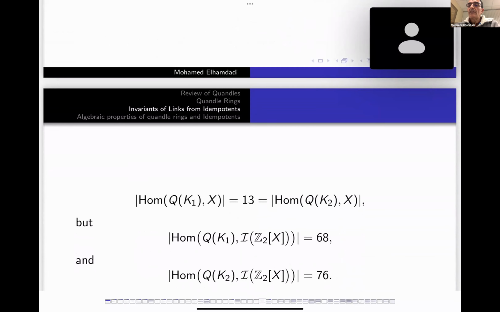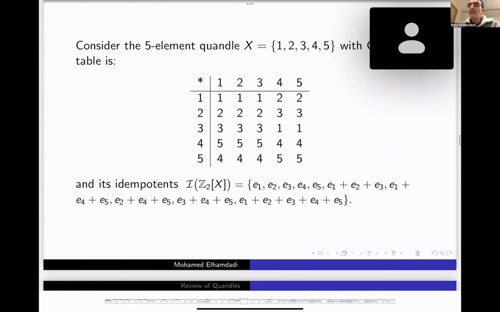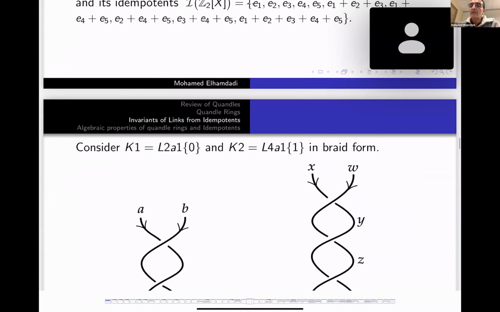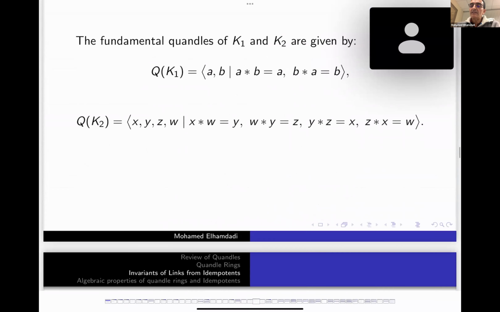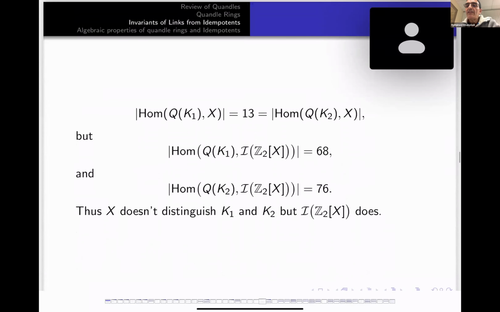Again, with the chosen quandle X being this 5-element quandle, we computed the coloring invariant. It comes out that both knots have 13 colorings, the number of possible colorings by the quandle X. But if you compute the coloring by the idempotents, the first knot K1 has 68 colors, while the second knot has 76 colors. Thus, they are distinguished. Again, this is a proper enhancement.